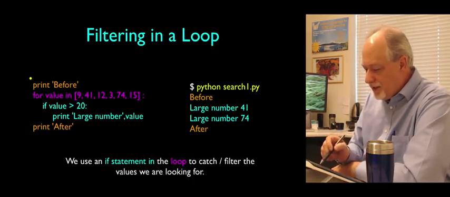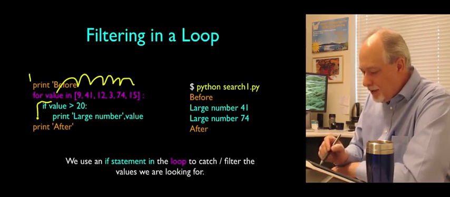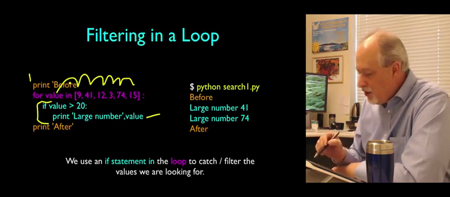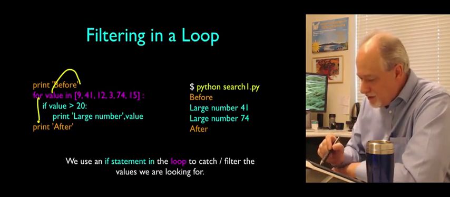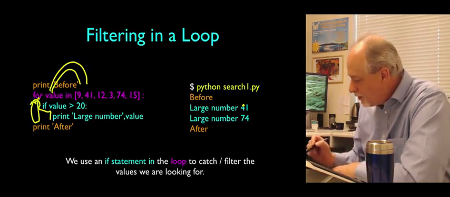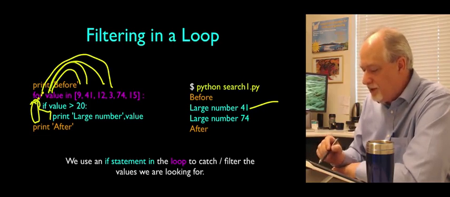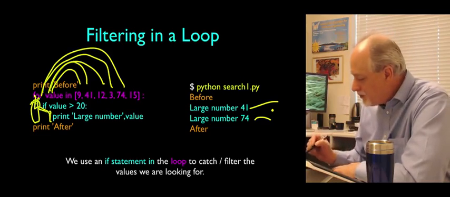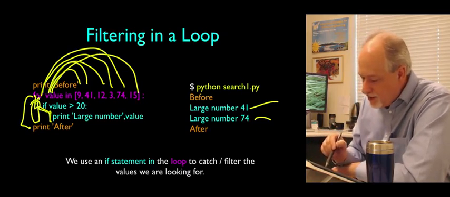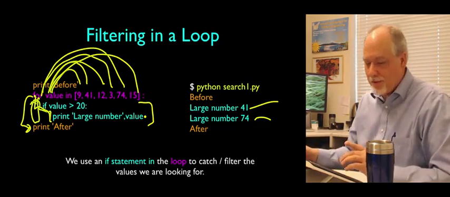And so the idea basically is that we have this loop. It's going to go through all the values, 9, 41, 12, 3, 74. But we embed an if statement in the loop. If the value we're looking at is greater than 20, print I found it. So when value is 9, this is going to do nothing and just go and make value be 41. And then value 41, oh, yep, there we go, print large number, so out this comes. Then value becomes 12, nothing happens. Value becomes 3, nothing happens. Value becomes 74, this time it's going to happen, so out comes large number 74. Then value becomes 15, nothing happens. And then value is all done, and so it finishes. So this is the searching or filtering or catching. Okay?